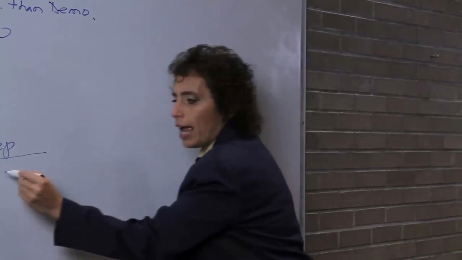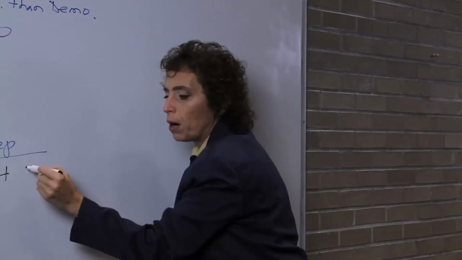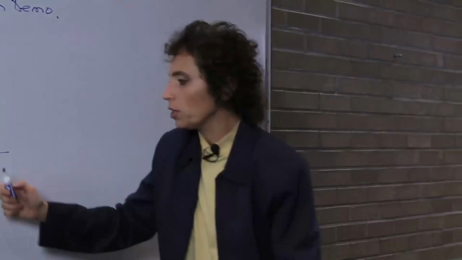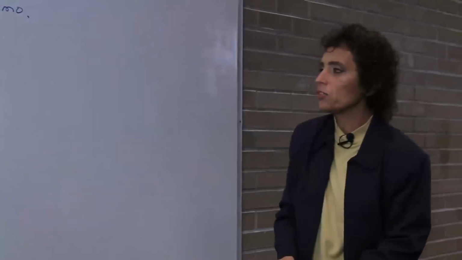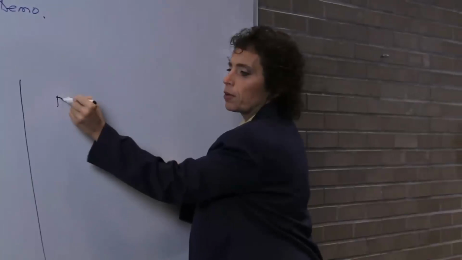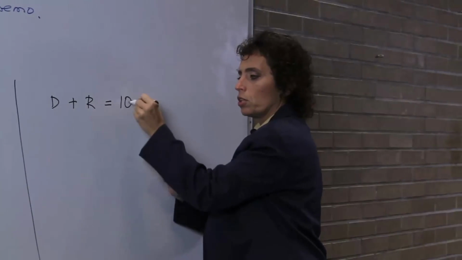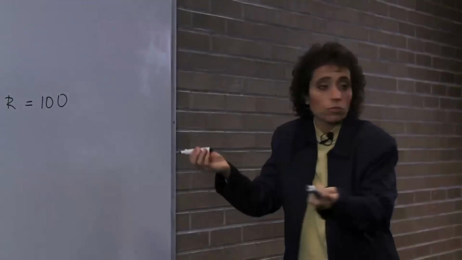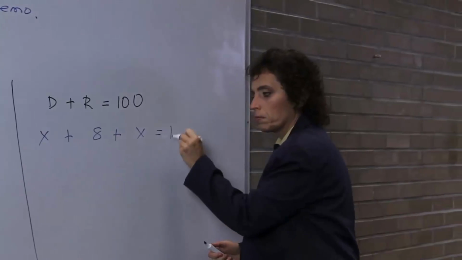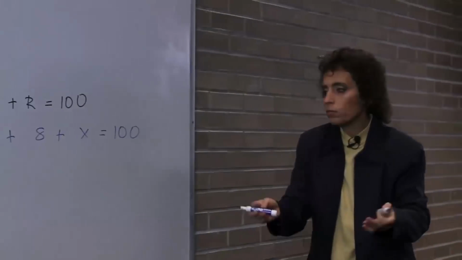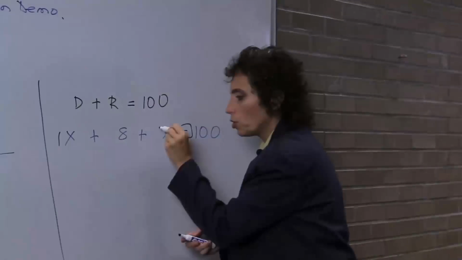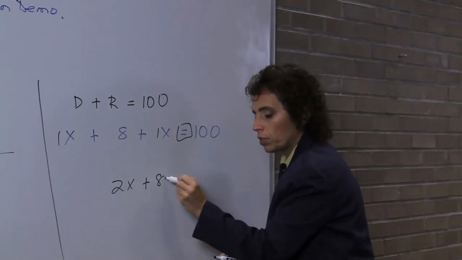So to show 8 more Republicans than Democrats, this is 8 plus X, because I have 8 more of these than this. Now let's see what else I know. I know that their total, the Democrats plus the Republicans, equals 100. So now just plug in what you know. Go to your left side and see if there's anything you can simplify. Here's a 1x, here's a 1x, so that's 2x, plus 8 equals 100.